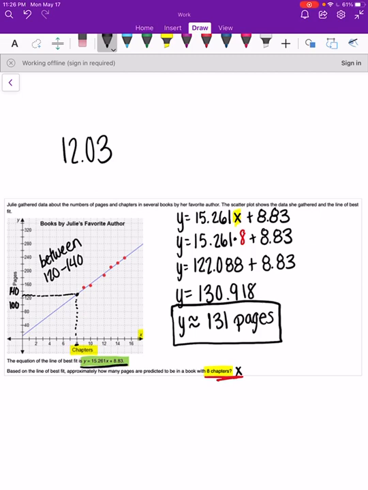That equation gives us more of an accurate answer, where when we were just using the graph, we knew it's somewhere between 120 and 140. We just weren't sure exactly what that number was. But it fits, right? 131 is in between 120 and 140. So just make sure you know if it gives you x, or if it gives you y, and if it's asking for x, and if it's asking for y.